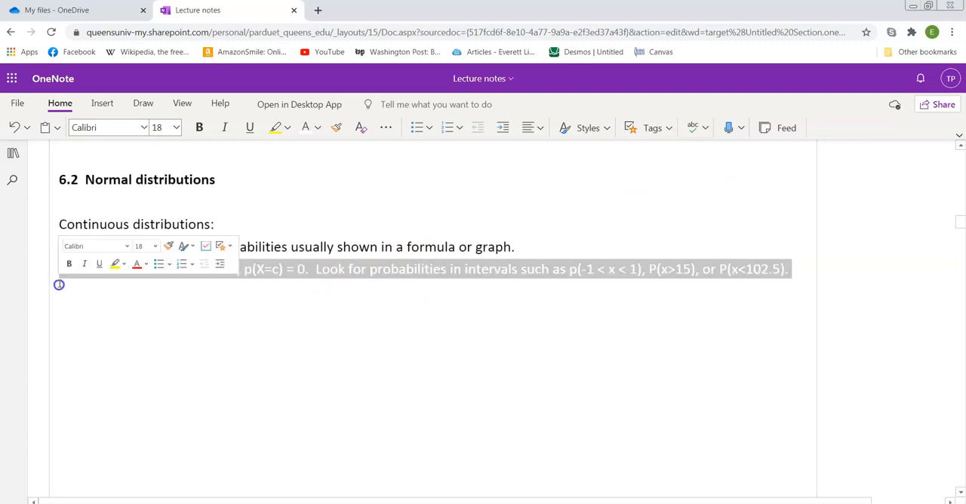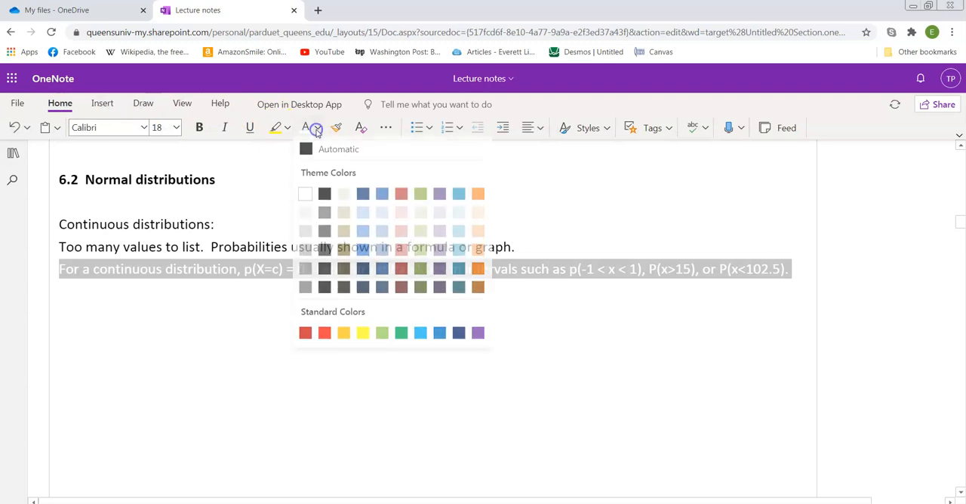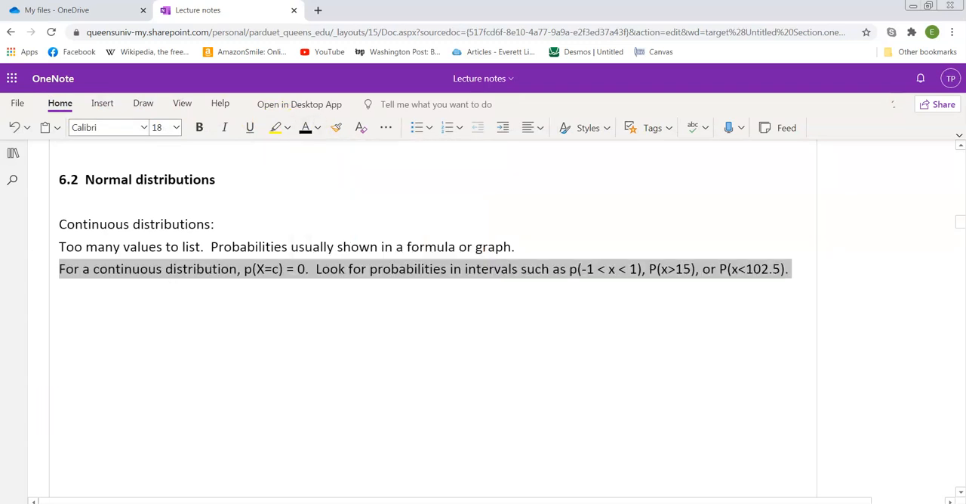There are other implications of having a continuous random variable as well. The first one is that because there are so many possible values, infinitely many, as I said, the probability that you pick a given one of those is essentially zero.